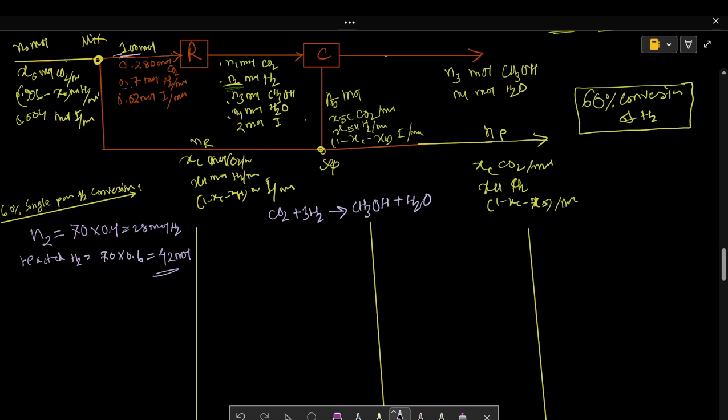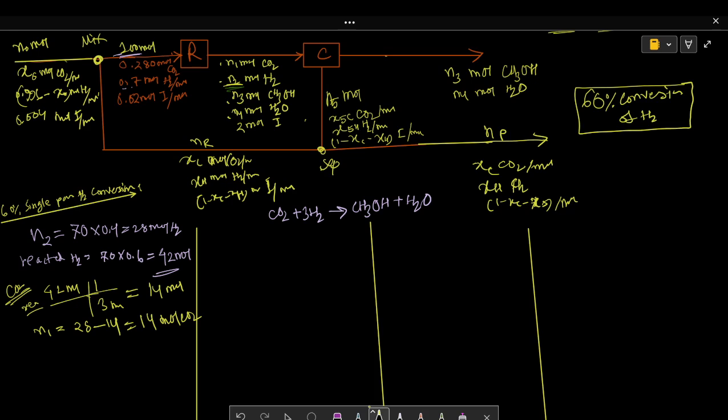In this reaction we see that 3 mole hydrogen reacts with 1 mole of carbon dioxide. So for the carbon dioxide balance, the hydrogen reacted is 42 mole, we know that. And for 3 mole hydrogen, 1 mole carbon dioxide reacted, that means carbon dioxide reacted is 42 by 3, that means 14 mole. So the unreacted carbon dioxide will be N1, which is the outlet of the reactor. N1 will be: input is 28 mole, reacted 14 mole, so the output will be 14 mole of carbon dioxide at the reactor outlet.